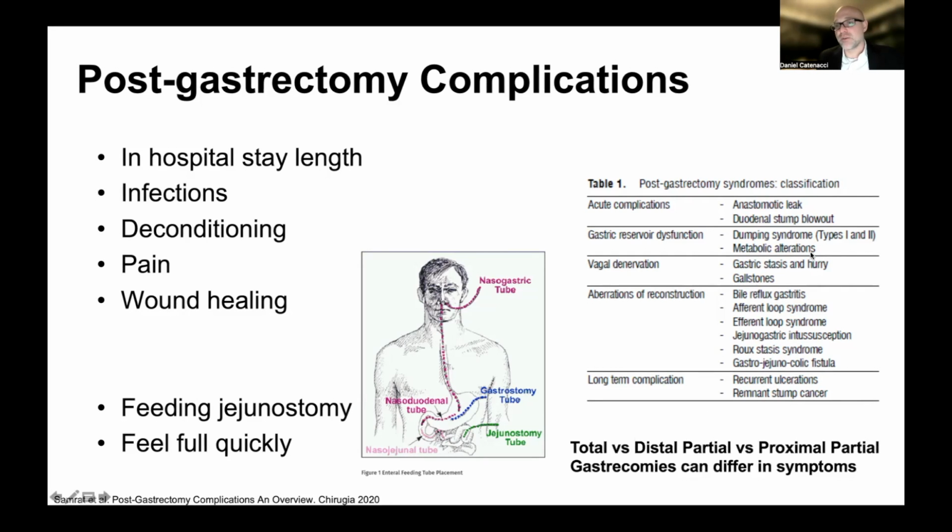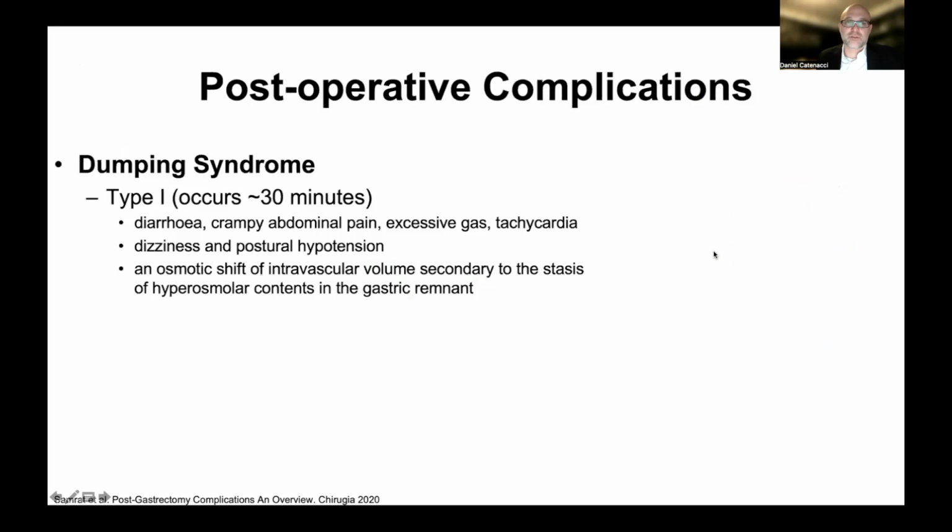And so, with respect to a lot of these complications, particularly like dumping syndrome and some of these others, the type of surgery can actually differ in these symptoms and differ in the degree of the symptoms. For example, total gastrectomies are typically the ones that are most difficult to get through because of some of these complications. So let's look at some of the common things that a patient might experience after a gastrectomy. We'll talk about dumping syndrome and a bunch of other metabolic alterations.